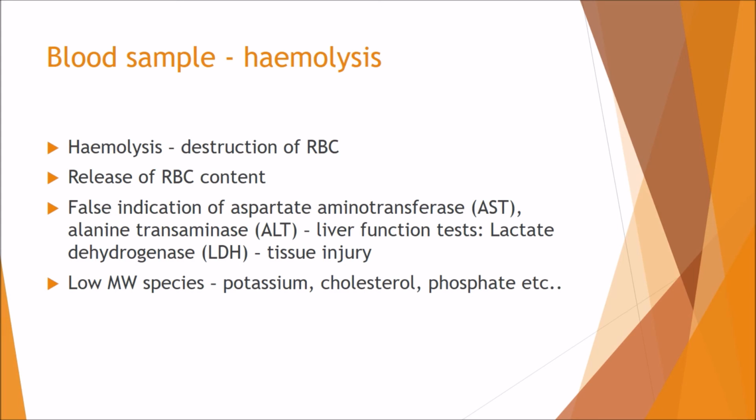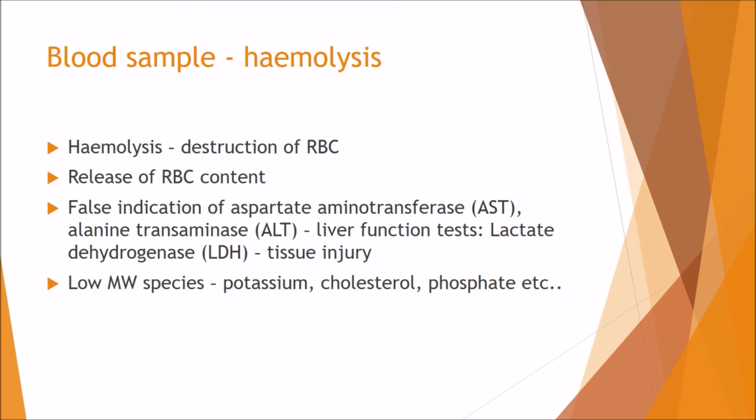So just going to talk a little bit more about haemolysis. Haemolysis is the destruction of red blood cells, and this will release your red blood cell content. So that's all your hemoglobin gets released into the blood. You've got the electrolytes within the cell itself, such as potassium, that can be released into blood. So if you've got haemolysis, levels of potassium will be higher, so you can get false positive results for potassium concentration in the blood.